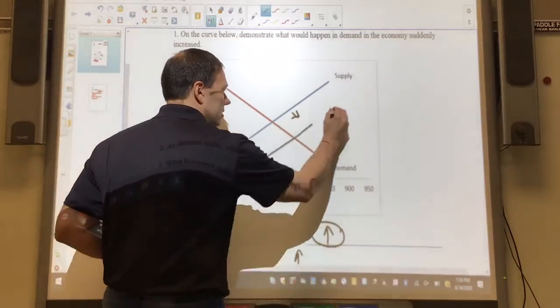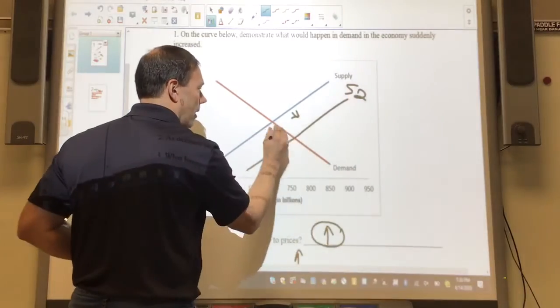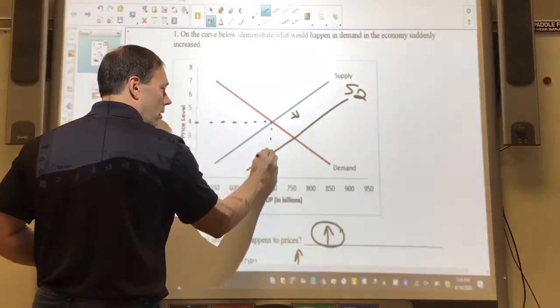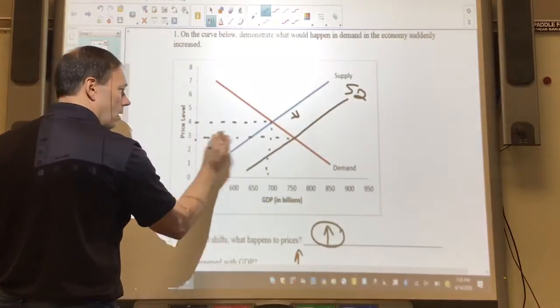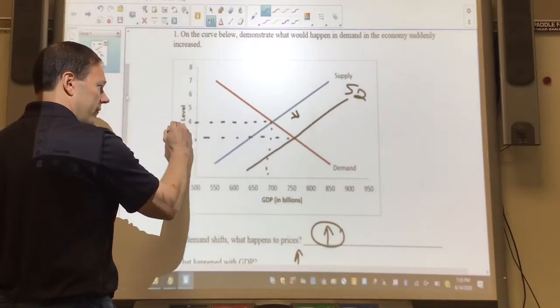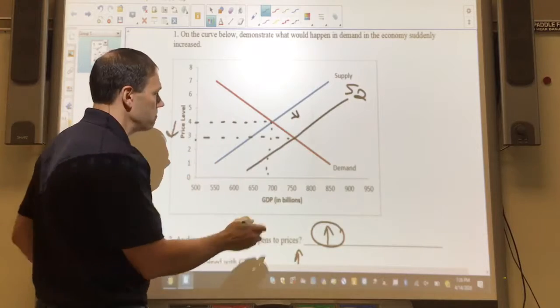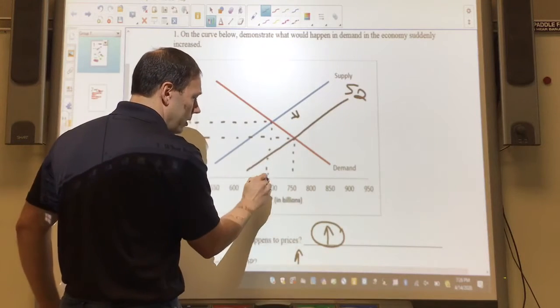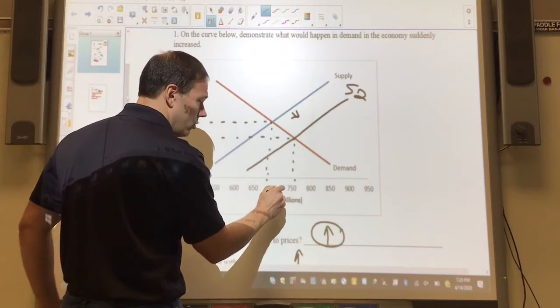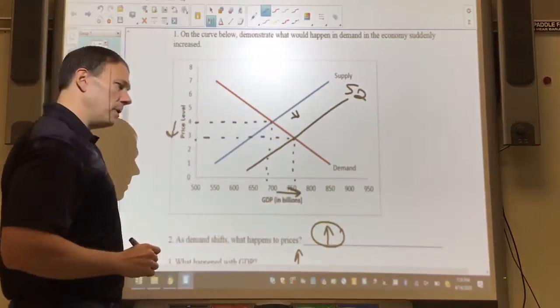Increase right, decrease left. So here's our new supply. Compared to our original price level, what is true of our new price level? Okay, that it went down. That's good. So inflation comes down. Now, here's our original GDP. Here's our new GDP. So GDP goes up.